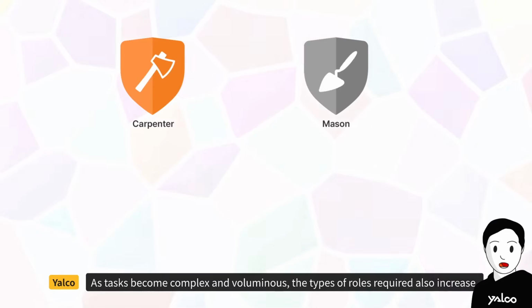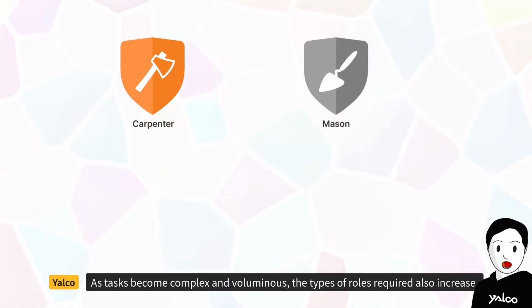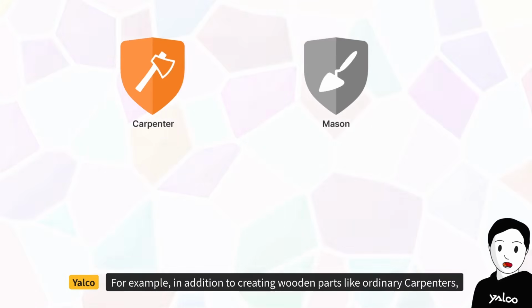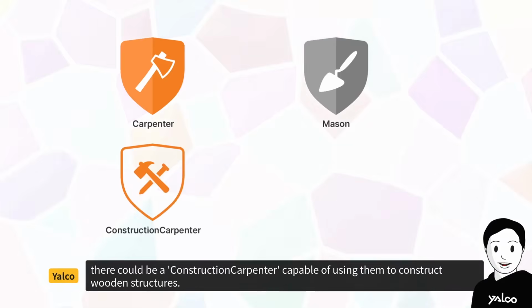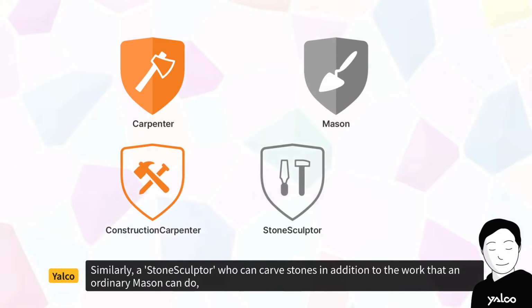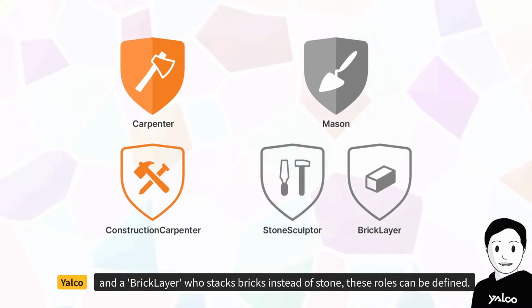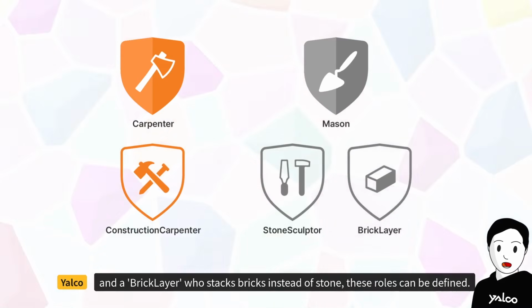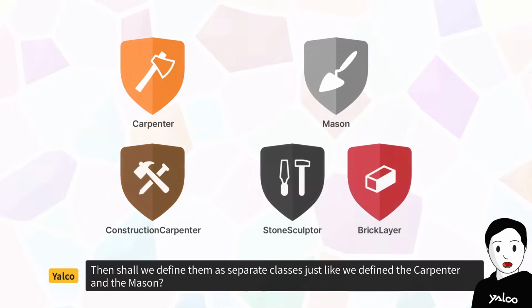As tasks become complex and voluminous, the types of roles required also increase. For example, in addition to creating wooden parts, like ordinary carpenters, there could be a construction carpenter capable of using them to construct wooden structures. Similarly, a stone sculptor who can carve stones in addition to the work that an ordinary mason can do, and a bricklayer who stacks bricks instead of stone, these roles can be defined. Then, shall we define them as separate classes, just like we defined the carpenter and the mason?